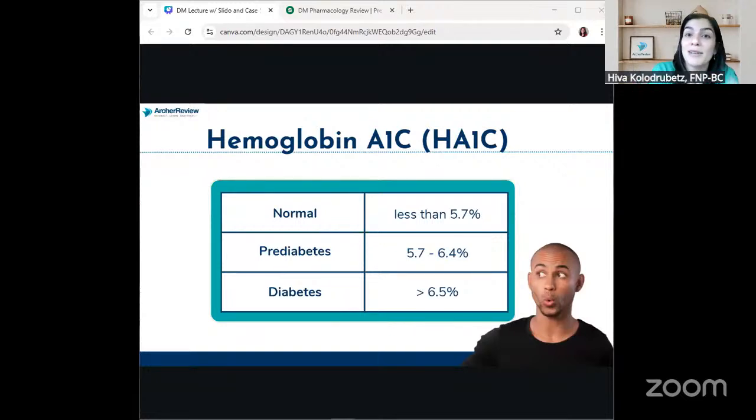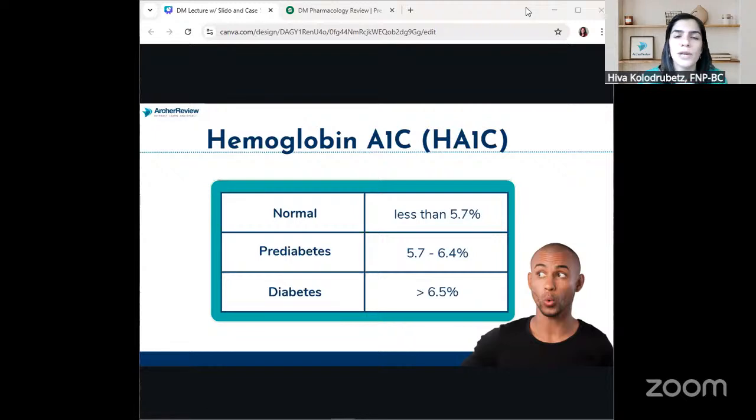You can use an A1C that somebody else ordered, and you're not going to be ordering it more frequently than every 3 months because it is an average of your blood glucose across 3 months. And so our normal is going to be less than 5.7.